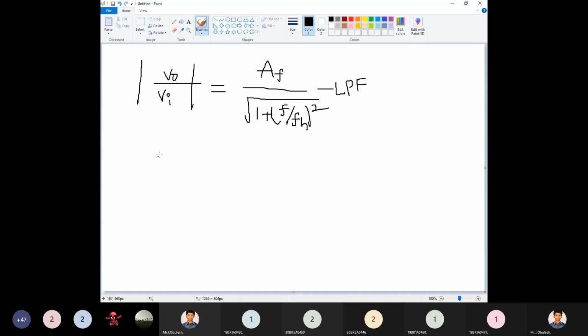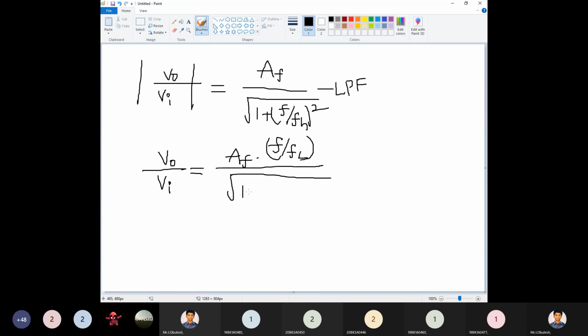Next, for the high pass filter, V0 by Vin is equal to AF into F by Fl, divided by square root of 1 plus F by Fl whole square. This is for the high pass filter.